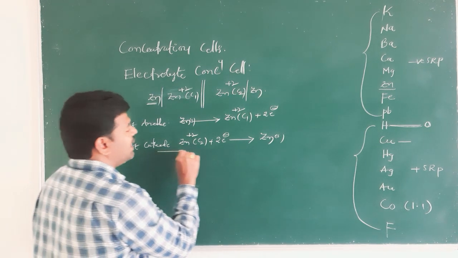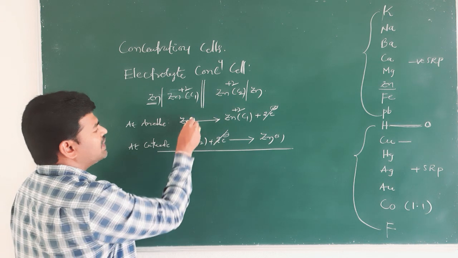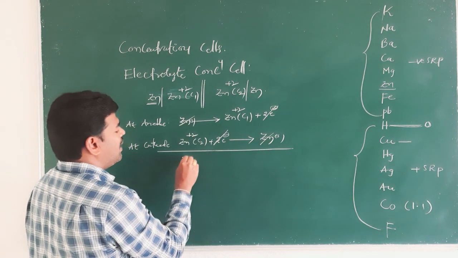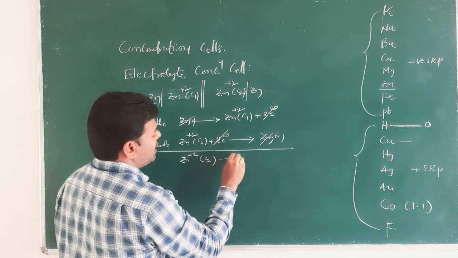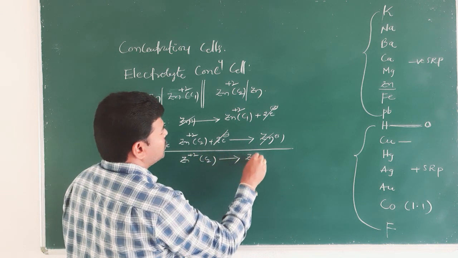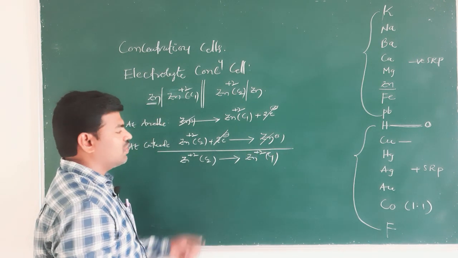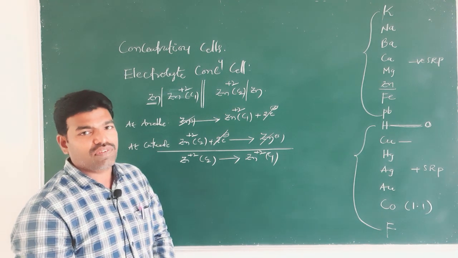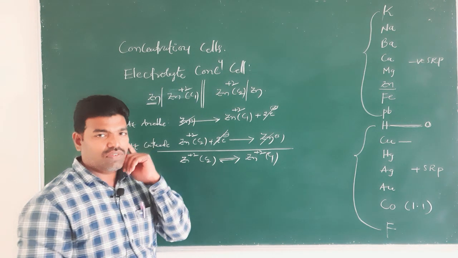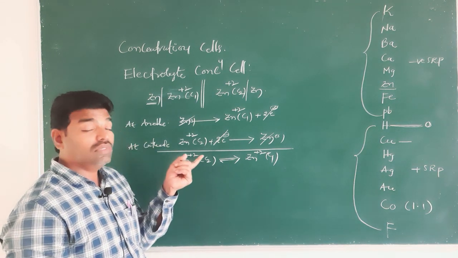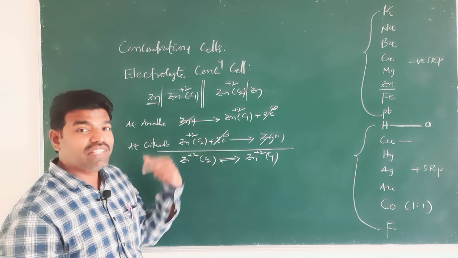So in the net cell reaction, the 2 electrons get cancelled, zinc is cancelled, and Zn2+ (C2) gives rise to Zn2+ (C1). This is the net reaction of this cell. Now let us calculate the EMF of this cell.